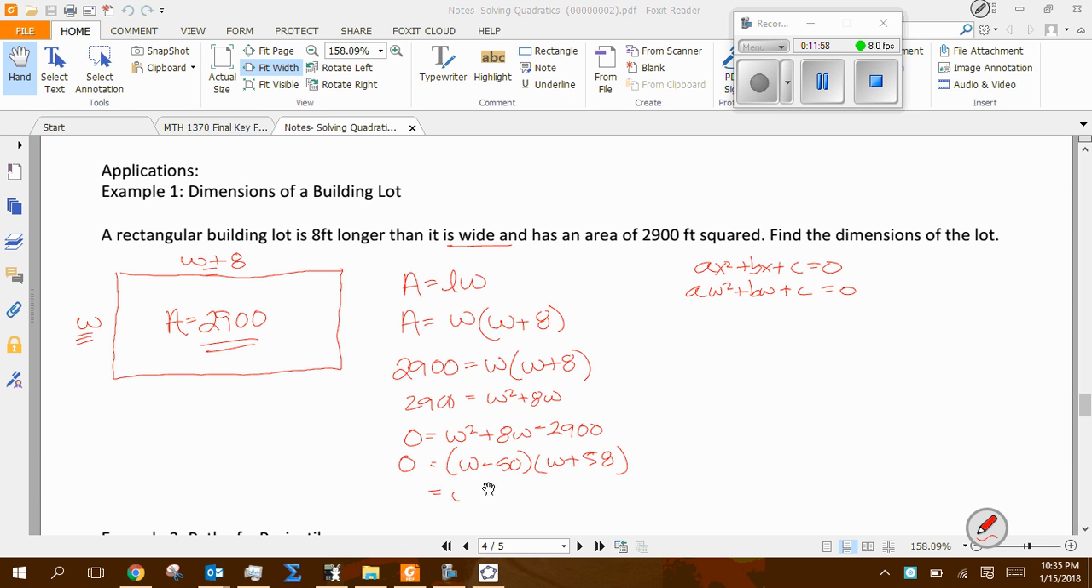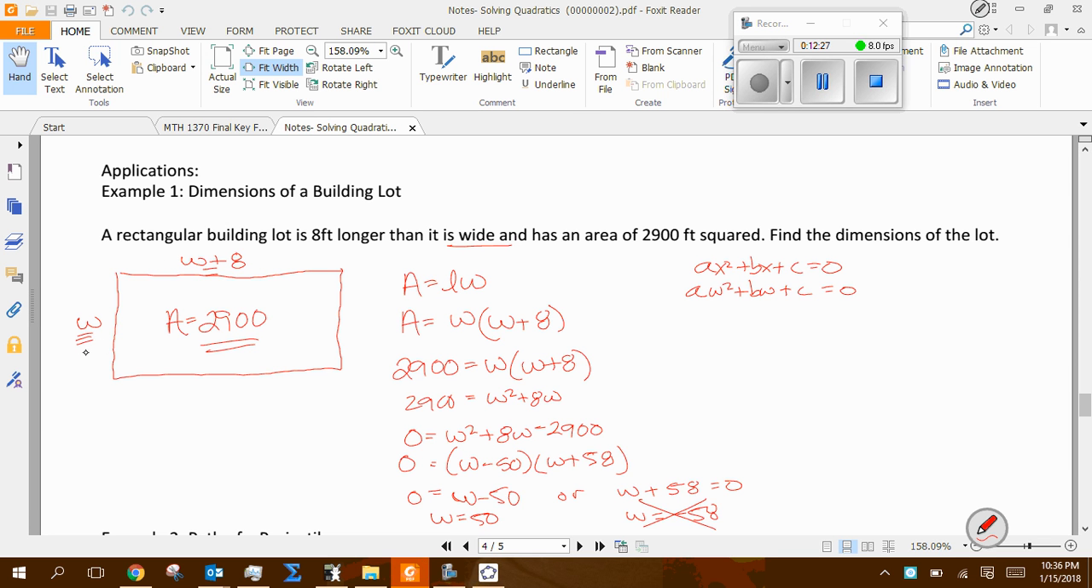So that tells me that w minus 50 is equal to 0, or w plus 58 is equal to 0. So I get w to be 50 or w to be negative 58. Well, w is a width, a length, a distance, so it can't be negative. So that answer is not what we're looking for.